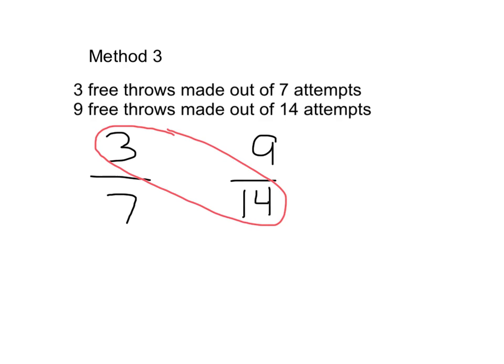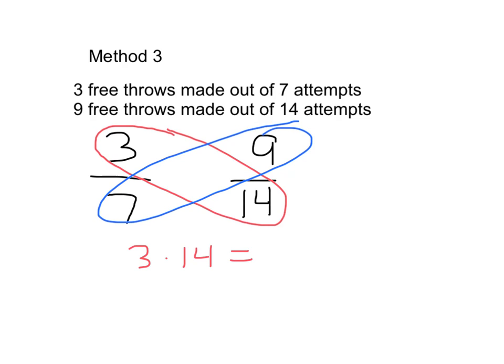Okay, 3 times 14. Does that equal 9 times 7? 3 times 14 is 42, and 9 times 7 is 63. So they do not equal each other, and therefore the ratios also do not equal.